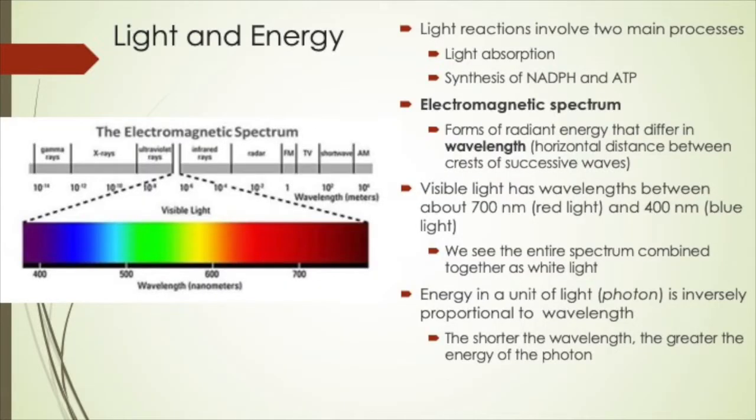Light reactions involve two main processes. They have to absorb the light, and they have to have the energy transferring molecules, and they have to have the energy absorbing molecules, such as NADPH and ATP, right?